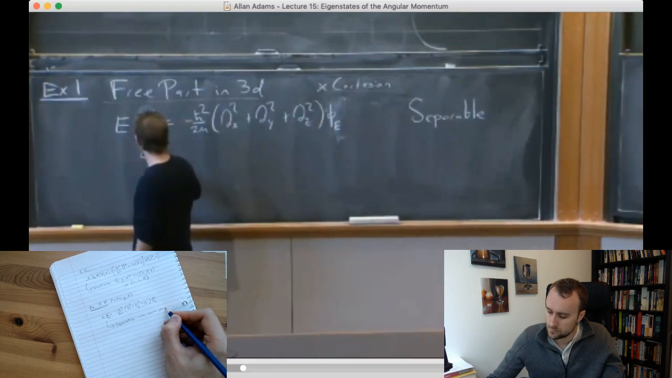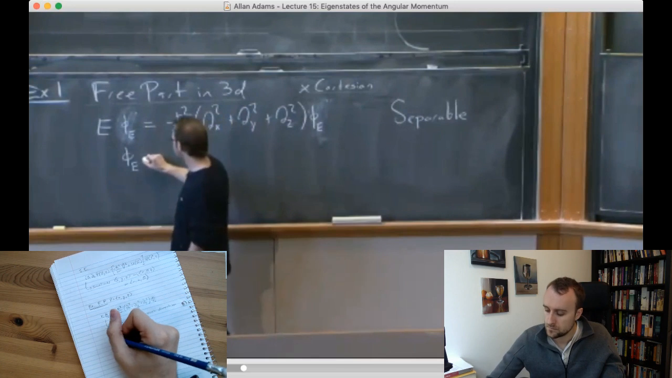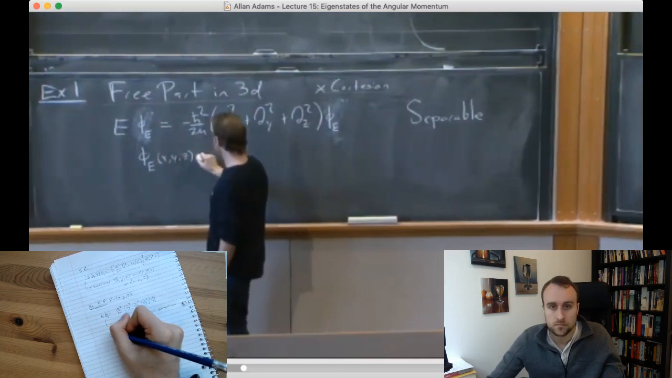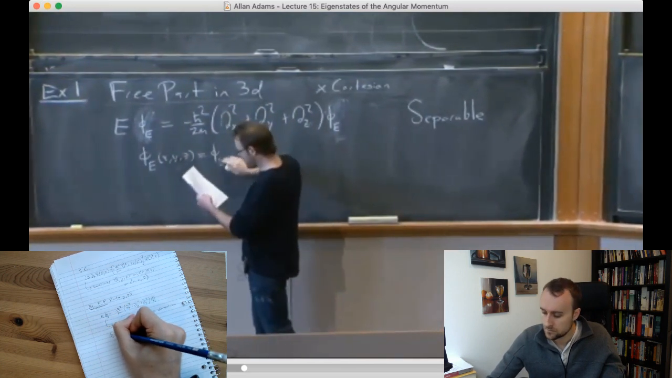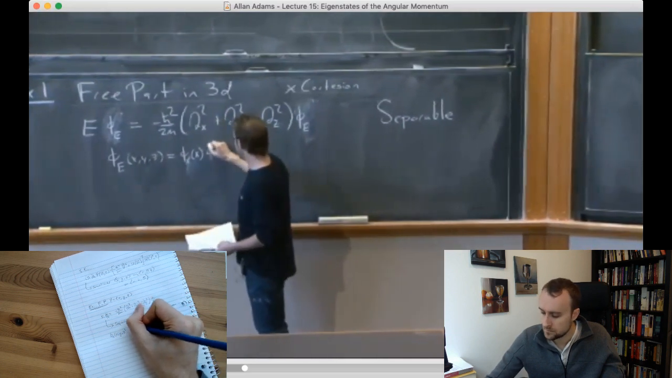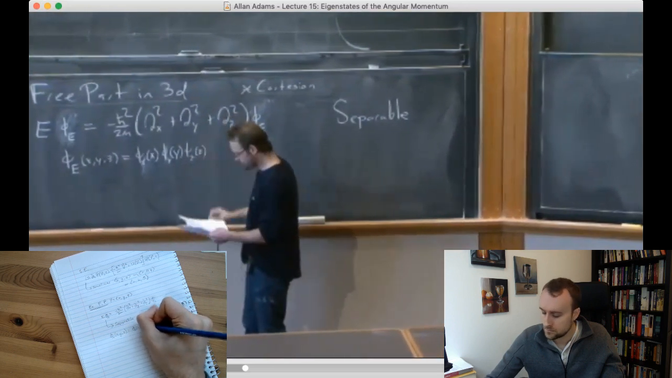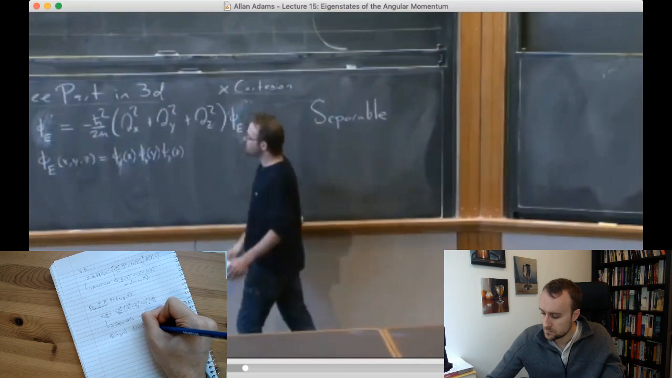And here's what I mean by separate. I'm not going to say that this is a general solution. I'm just going to try to construct a set of solutions of the following form. Psi e of x, y, and z is equal to phi sub x of x times phi sub y of y times phi sub z of z. Okay. And if we take this and we plug it in, let's see what we get.